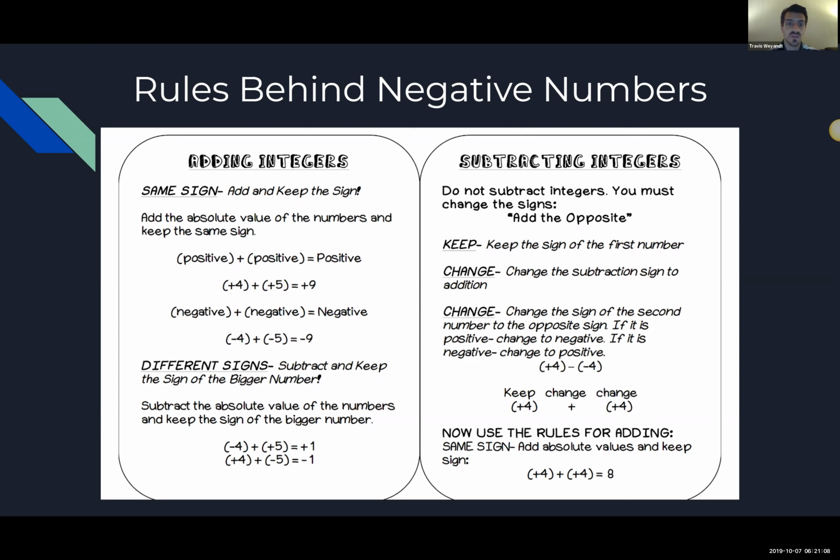So we go to the left again and say, okay, the same sign or different sign? In this case, it's the same sign, so we just add and keep the sign and get positive 8. Hopefully these rules come in handy for you, and you can use that resource under the Explore section in the read part. You can print this off and use it for your benefit, because this is a great sheet to have while we're working through negative numbers.